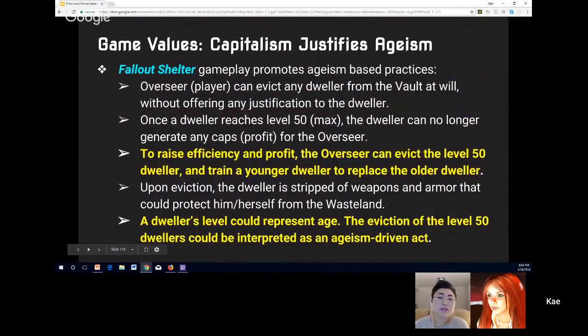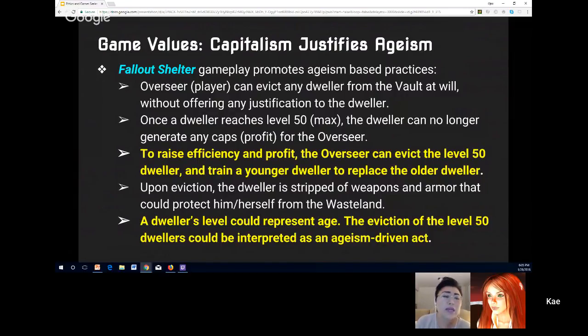Okay. Now, also in this particular game, we learned that capitalism is a justification for ageism. So ageism, as we know today, is to discriminate against people because they're older. Okay. So people get fired or they get less wages because we associate that if you're older, somehow you're not as good as the young folks, right? So that's ageism. So this game actually promotes ageism-based practices.